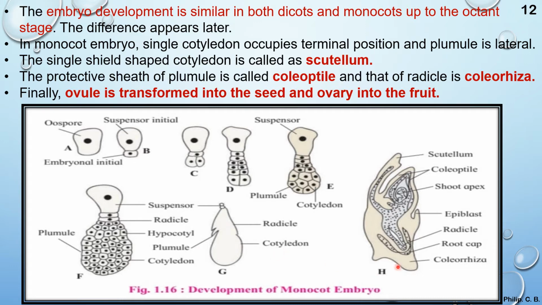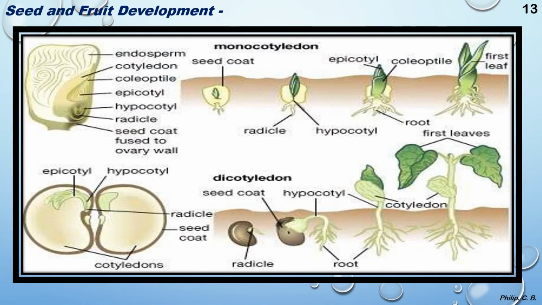And finally H, scutellum, as we just read, which is the shield shaped cotyledon; coleoptile, the sheath of the plumule; coleorhiza, which is of the radicle. Other than that, root cap, radicle, epiblast, and the shoot apex. Now seed and fruit development. Further, I added an image just to understand the seed and fruit development. You can see here the monocotyledon with endosperm, cotyledon, coleoptile, epicotyl, hypocotyl, radicle, seed coat fused to ovary wall, which we just saw in the previous image as well.